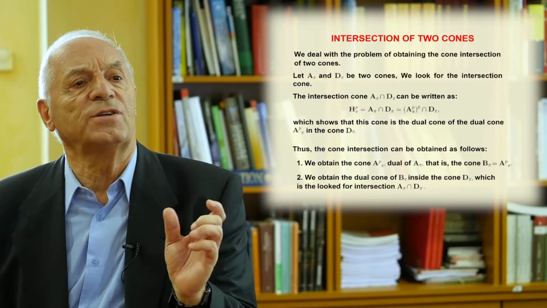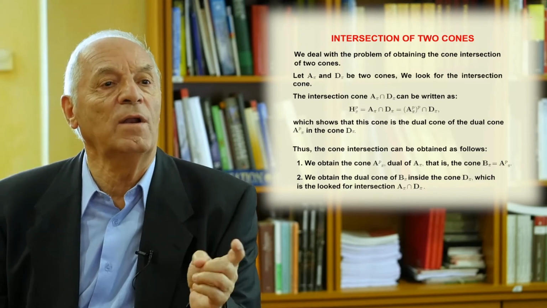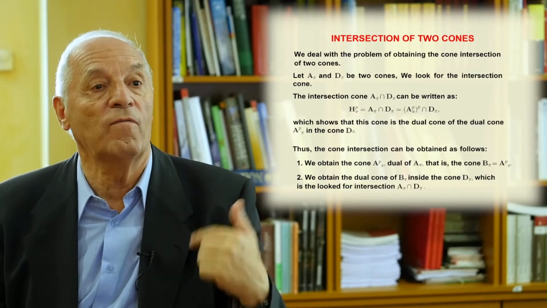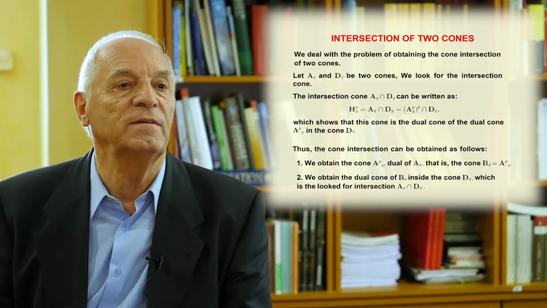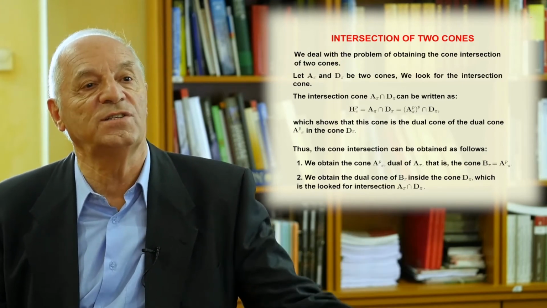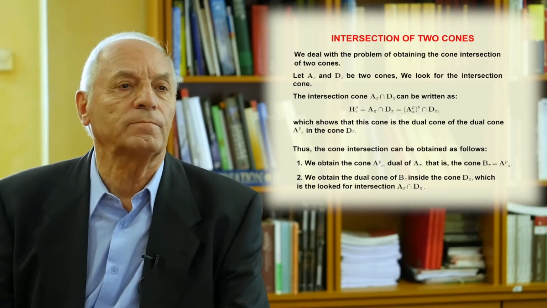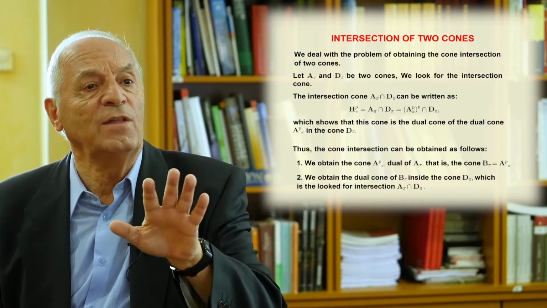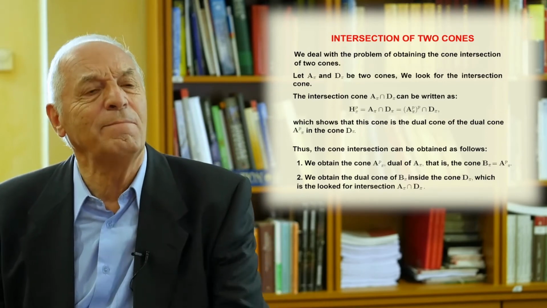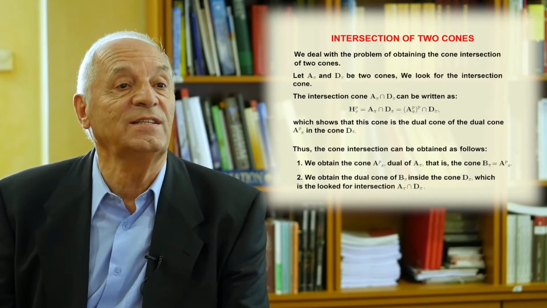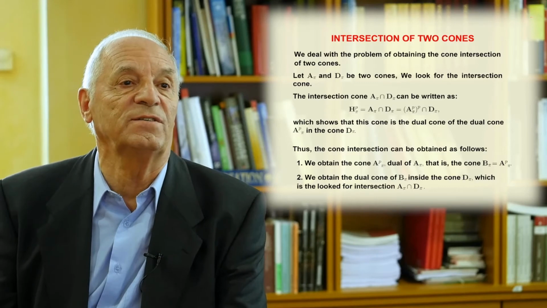I can write this intersection as the polar of the polar, or dual of the dual, because the dual of the dual, or the polar of the polar, of a given cone is the initial cone. It's similar to the case of the orthogonal of the orthogonal that gives you the initial subspace. So I can write this intersection in that way, and that permits us to solve the problem, because this tells us how to obtain the intersection.